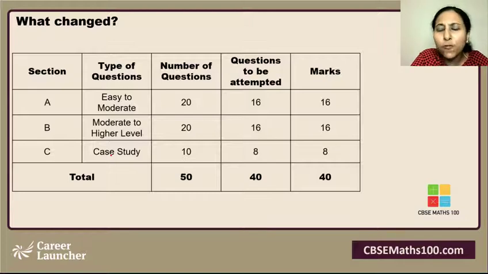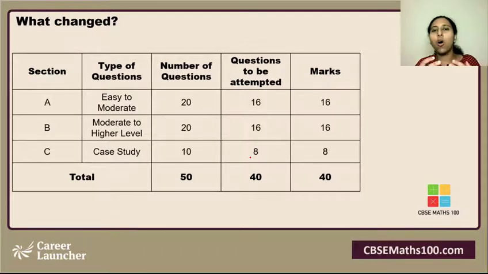If you look at the number of questions in each, you have 20 questions in Section A, 20 questions in B, and 10 questions in C. And the number of questions to be attempted in each section is 16, 16, and 8 with same marks, 1 mark for each question. How is this pattern different from your previous patterns?